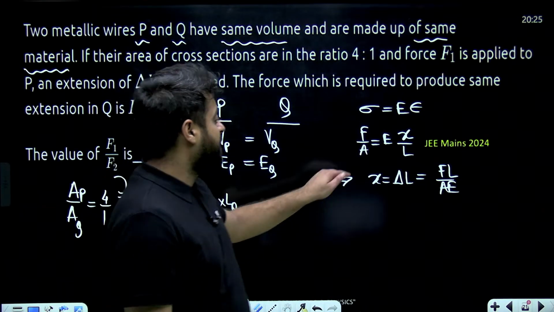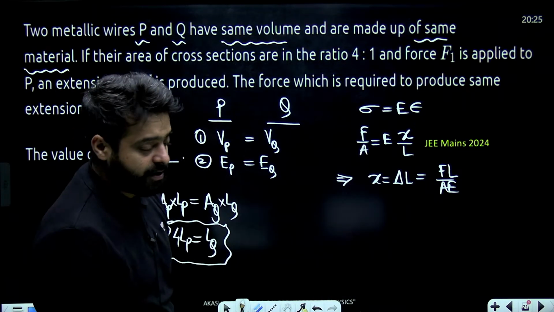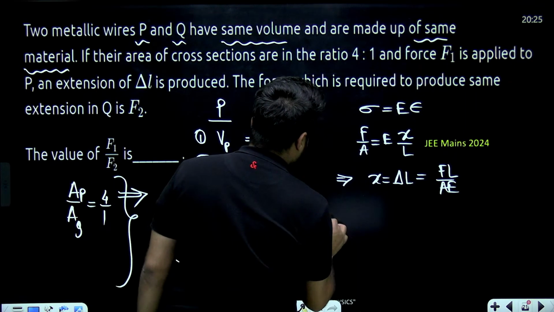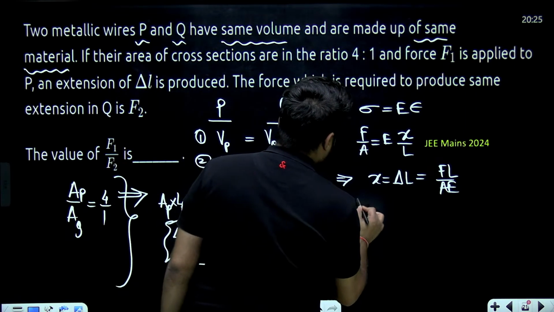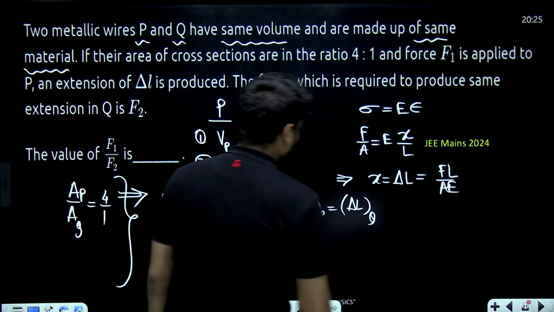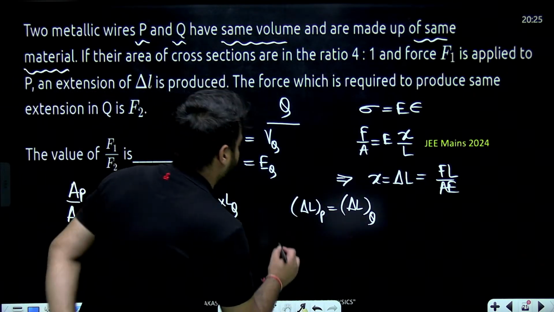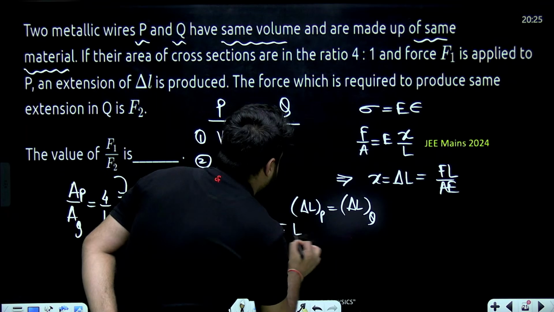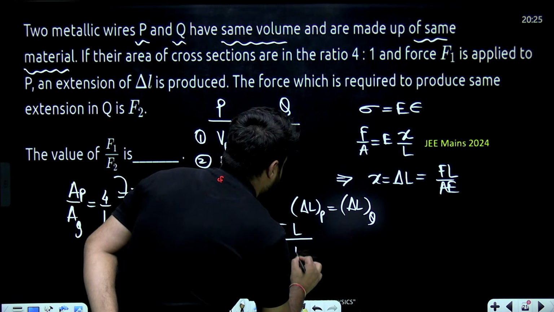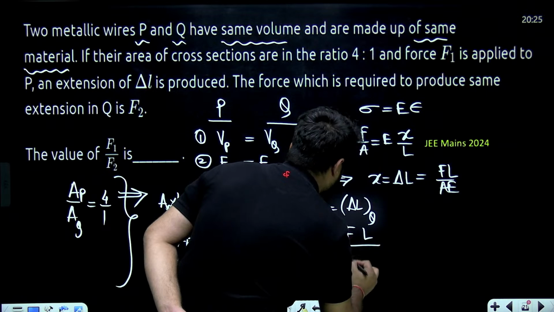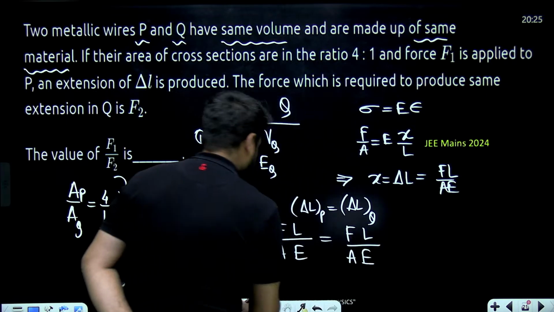They are saying the deformation should remain the same. So they are telling you that delta L for P should be equal to delta L of Q. What is delta L for P? FL by AE. So I am going to put FL by AE, and it should be equal to FL by AE.